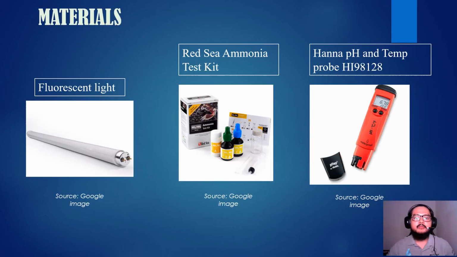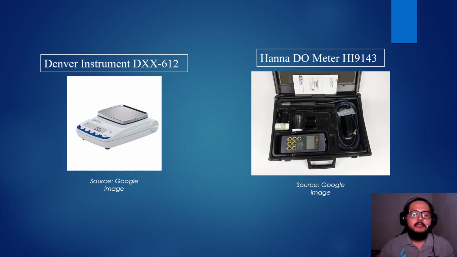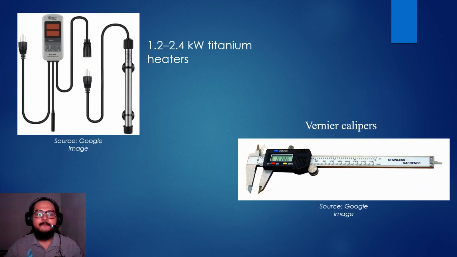Next is the instruments that will be used in the laboratory procedure. First, we'll have the fluorescent light for the 12-hour day and 12-hour night, and then the Red Sea ammonia test kit, HANNA pH and temperature probe meter, and next is the Denver Instrument electronic balance. After that is the HANNA DO meter for dissolved oxygen. Next is the titanium heaters for controlling the temperature of the water. And lastly will be the vernier caliper to measure the lobster carapace length.